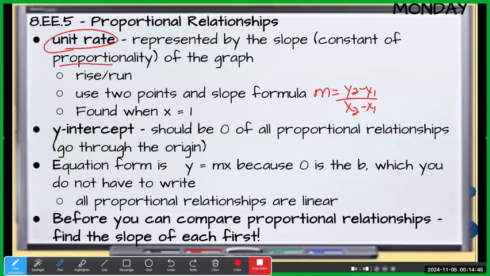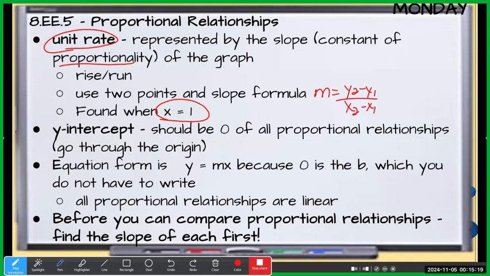So unit rate, same thing as our constant of proportionality: rise over run, or use the slope formula to find the slope. Or we can find it when x is equal to 1. Proportional relationship, it also reminded us that the y-intercept should be what? Everything I'm asking you was there. So a proportional relationship goes through the origin. That's something you should recall from 2nd grade.